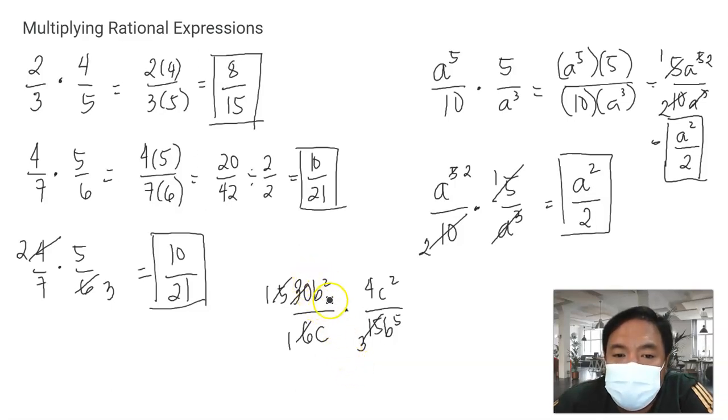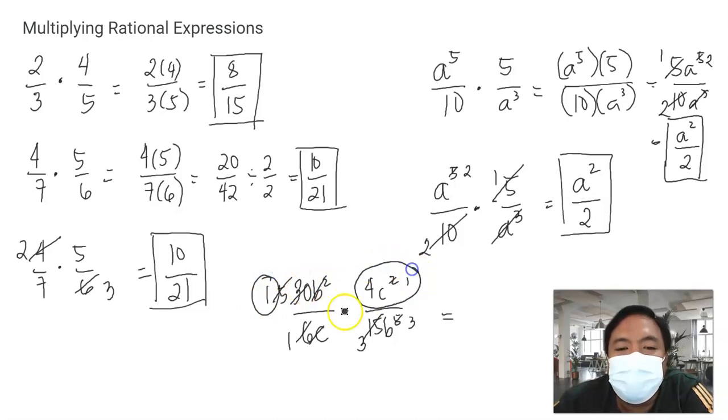Si b squared nasa numerator, si b raised to 5 denominator. Ay, pwede. So, b squared, cancel, subtract, magiging raised to 3. C squared nasa numerator, c nasa denominator. Ay, pwede ulit. So, c cancel, subtract, magiging raised to 1. So, ano na lang ang naiwan sa atin? We have 1, we have 4c raised to 1, 1, 3, b cube.